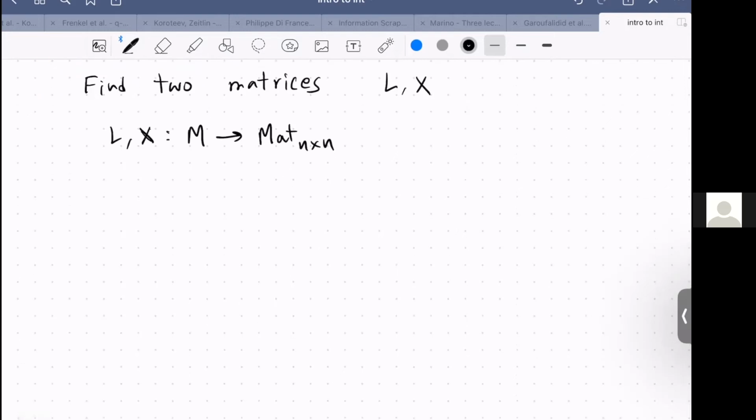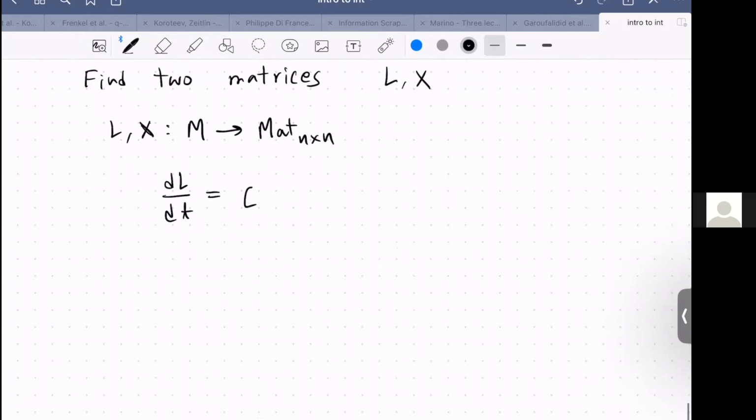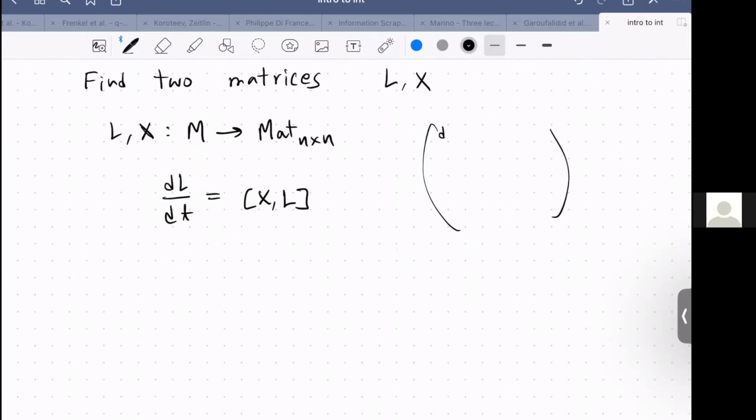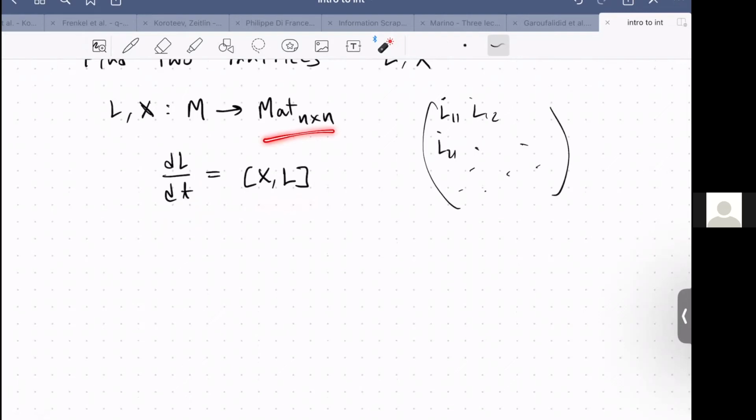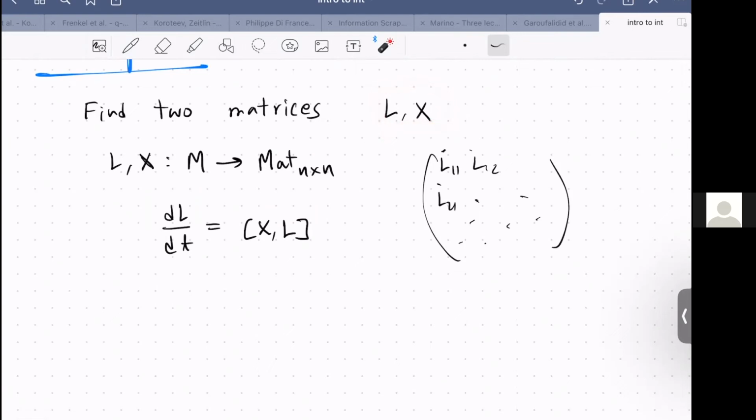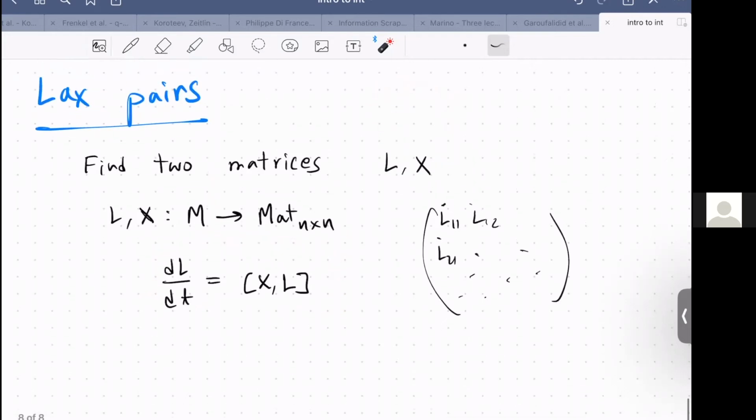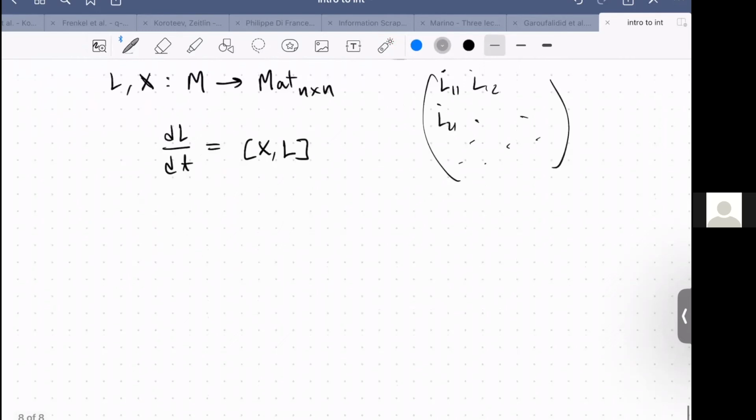Now, find such matrices. Furthermore, they should satisfy the following equation. The time derivative of one of them is just the commutator with the other. What I mean by taking the time derivative of a matrix is that you just take the time derivative component by component, so L11 dot, L12 dot, L21 dot, and so on. And the commutator is defined in terms of antisymmetrizing matrix multiplication. If you can find two such matrix valued functions on a phase space that satisfy this equation, then we call them a Lax pair.